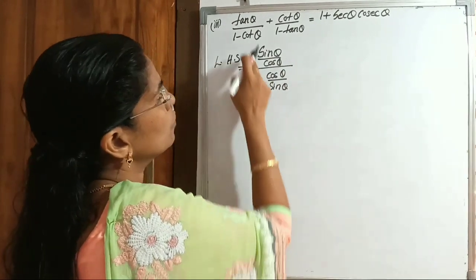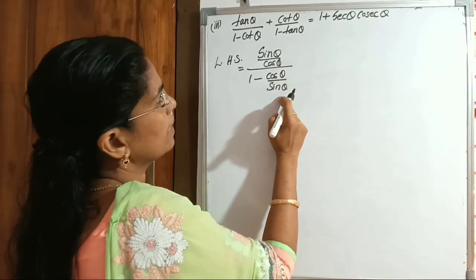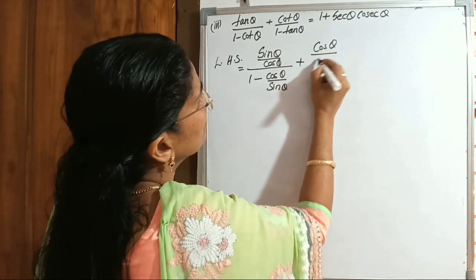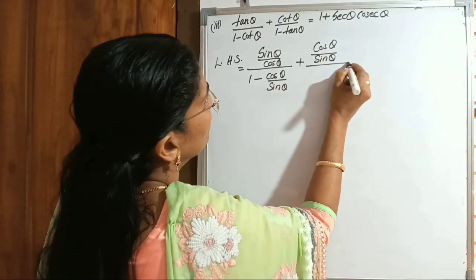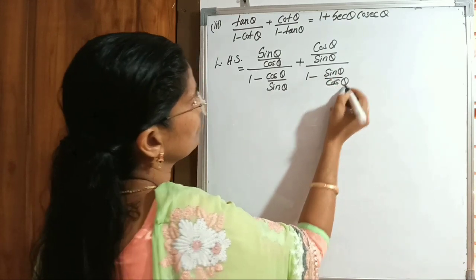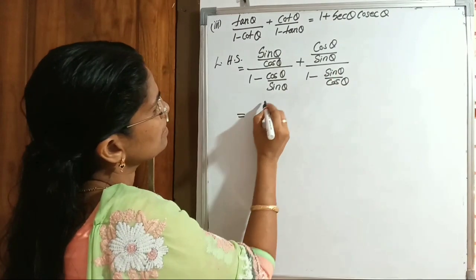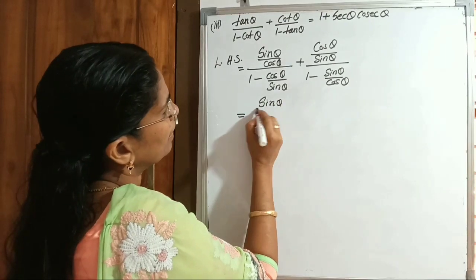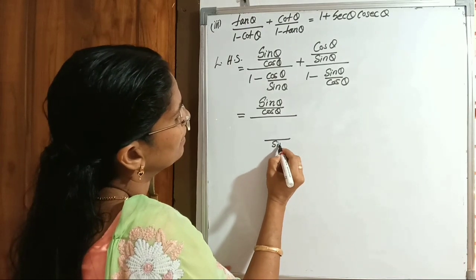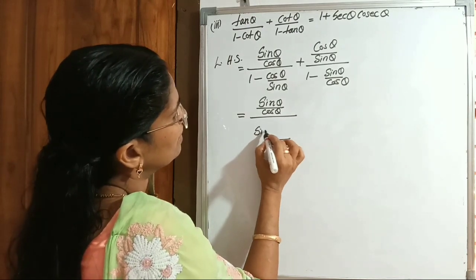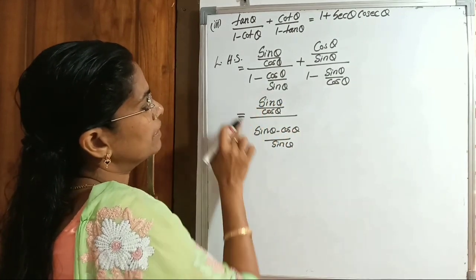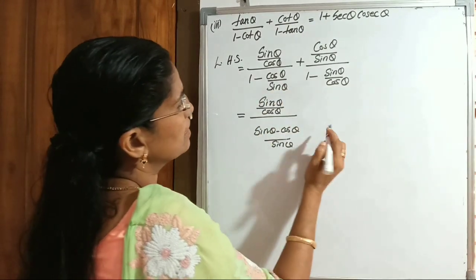In terms of sin and cos, cot theta is cos theta by sin theta, plus tan theta, again sin theta by cos theta, whole divided by 1 minus sin theta by cos theta. Clear? And next step, here the numerator we are writing the same. After that, in the denominator we are taking LCM sin theta. We will get sin theta minus cos theta, because sin theta multiplied with 1, we will get sin theta minus cos theta.